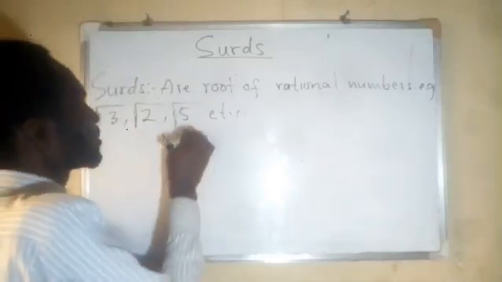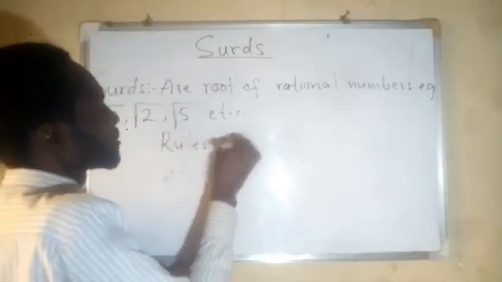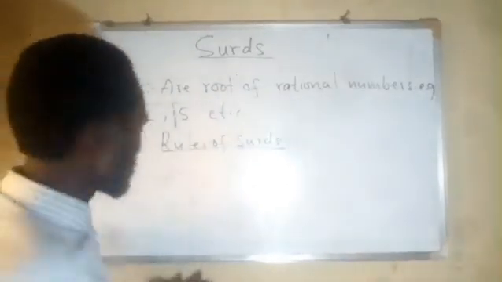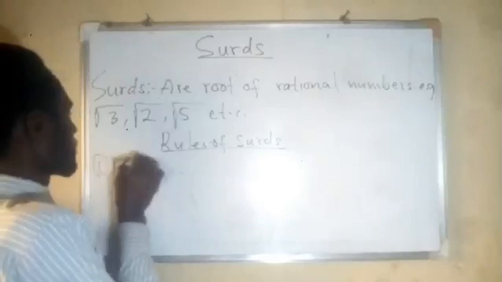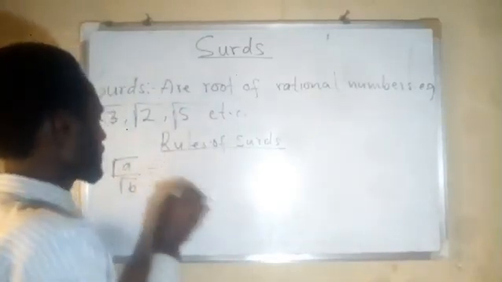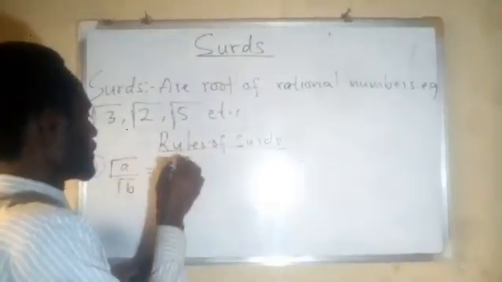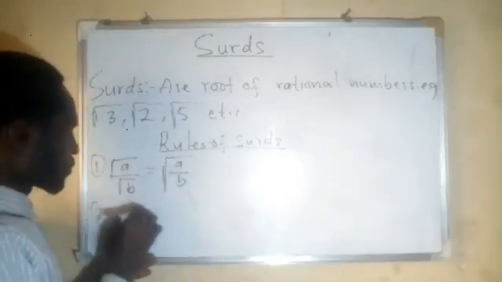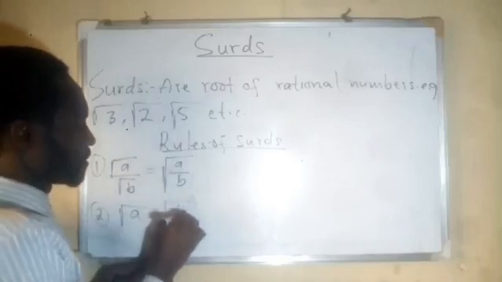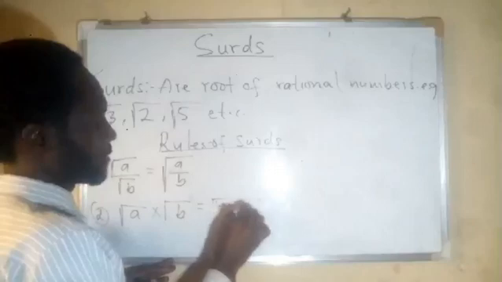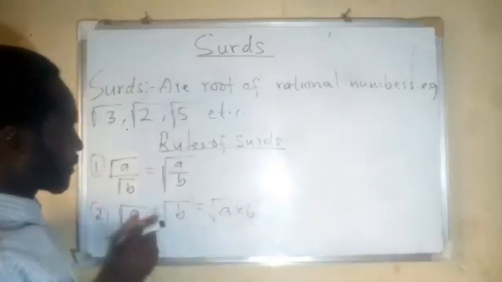So we have the rules of surds. We have rule 1. In a situation whereby you have root a over root b, you can write it in this form, or you can write it like this. You can put both the numerator and the denominator in the root, meaning root of a over b. This and this are the same. Number 2, we have root a times root b. You can put everything in one root, meaning root of a times b. That is to say, this one and this one are the same.